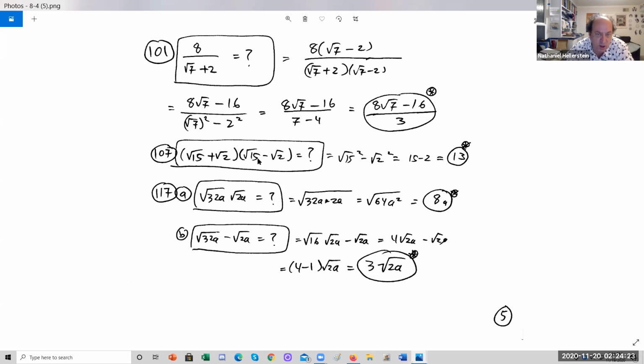Okay, now here, sum times difference is a difference of squares. Root 15 squared minus root 2 squared. That's 15 minus 2, which is 13.